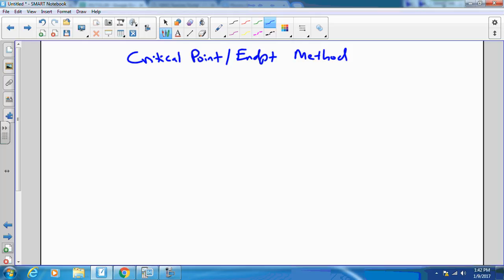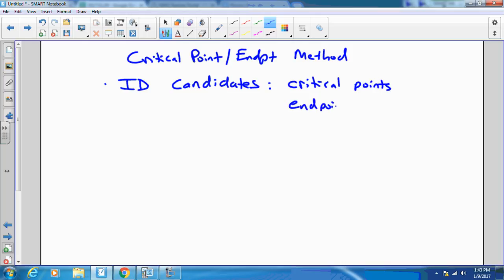And the critical point endpoint method doesn't require a graph, which is really nice. That was Jason's concern. He was worried that we'd have to sketch these things before we could find the maxes and mins, and we don't. What we're going to do is identify candidates. And our possible candidates are the critical points of f and the endpoints of our closed bounded interval.